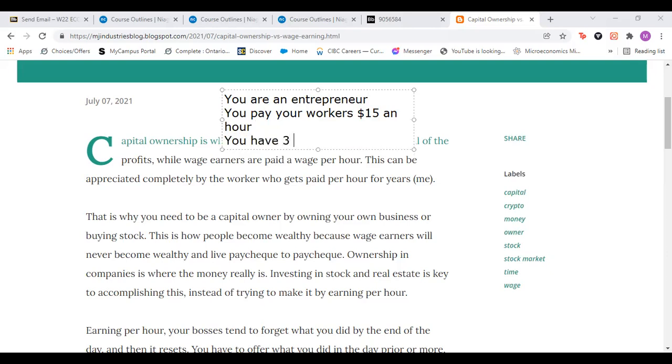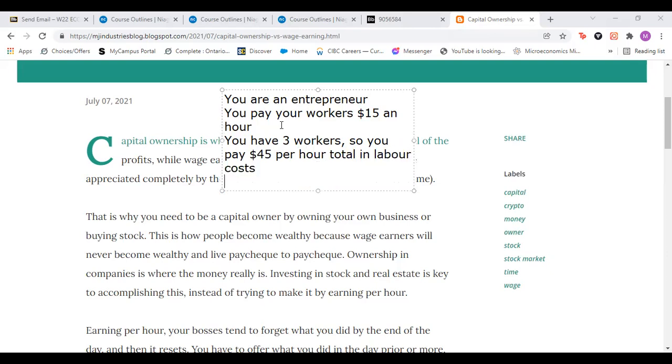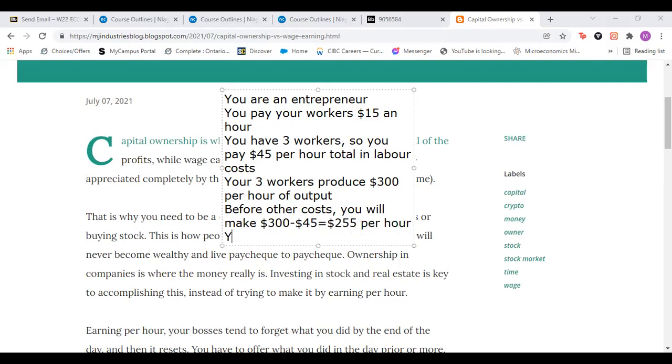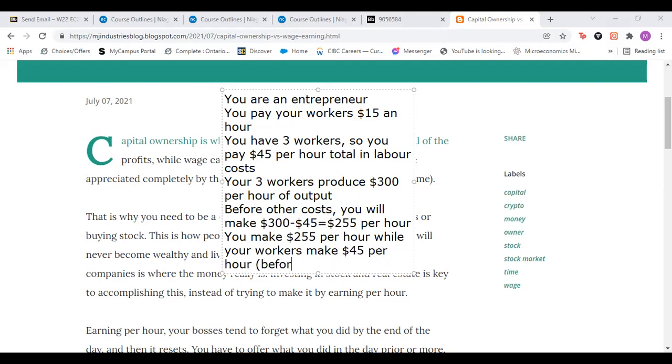You have three workers, so you pay $45 per hour total in labor costs. And then your three workers produce $300 per hour of output. So before other costs, you will make $300 minus $45, and that would be $255 an hour. You make $255 per hour while your workers make $45 per hour before other costs.